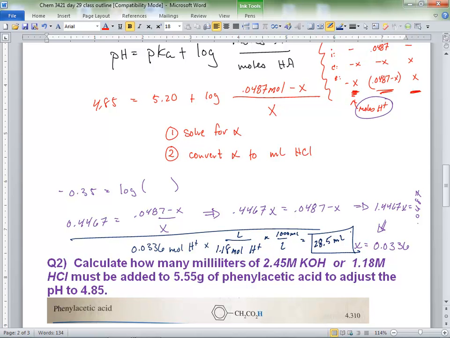Okay, so I think I have an idea now. On the next one, I know that that's a phenylacetic acid. I know that's going to be a weak acid. So that means I'm going to go with my 2.5 pH.